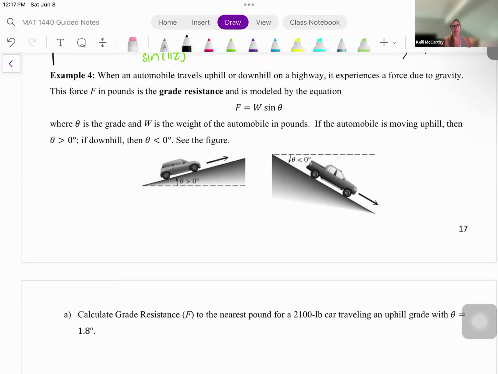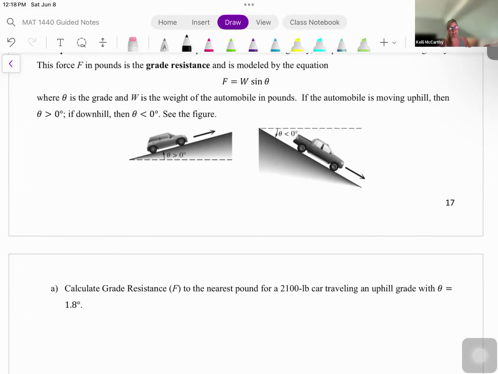Now we're going to start getting into some of our applications of these trigonometric functions. So the first one is going to be dealing with grade resistance. When an automobile travels uphill or downhill on a highway, it experiences a force due to gravity. This force in pounds is the grade resistance and is modeled by the given equation. The grade resistance is equal to W times sine of theta, where theta is the grade and W is the weight of the automobile. If the automobile is moving uphill, then our theta is positive, and if it's downhill, then theta is going to be negative. And we have some figures to illustrate that.